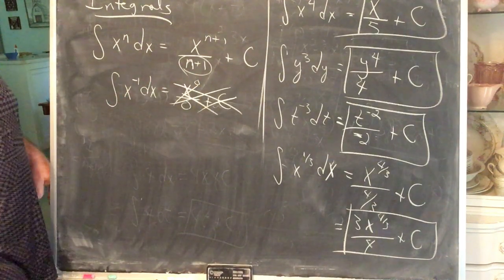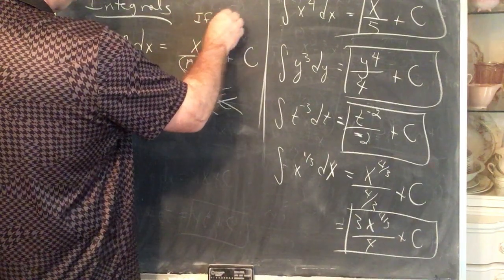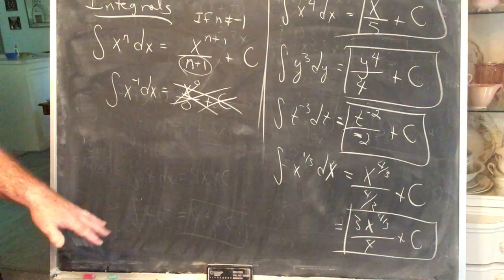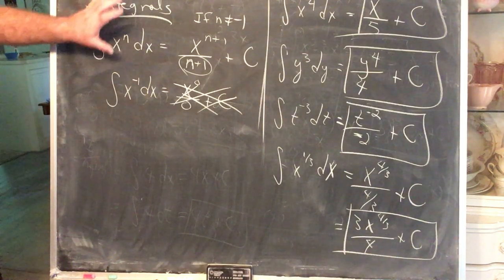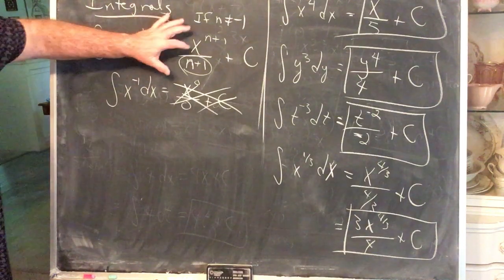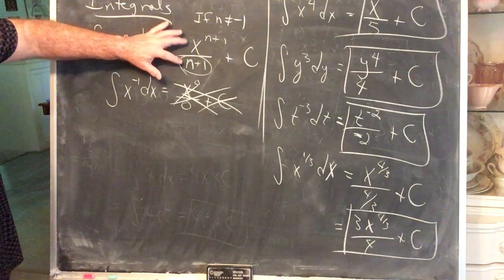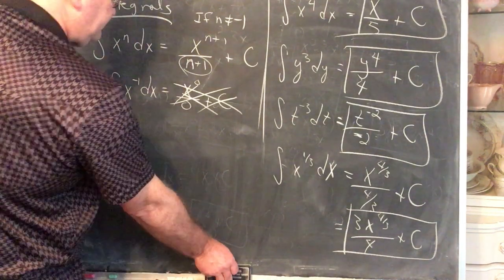The power rule always has a disclaimer: if n does not equal -1. We will talk about that later in the semester. So the power rule works for any value for the exponent unless that value is equal to -1. Then it does not. So the power rule does not work in that one scenario. Power rule. All right.